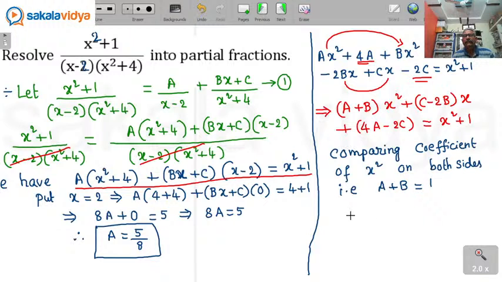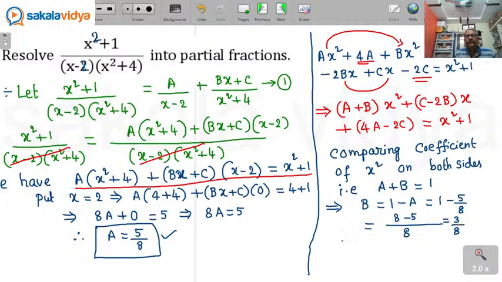Already the A value is known, B we need to find out. That implies B equals 1 minus A. Since A is 5 upon 8, 1 minus 5 upon 8. 8 is the LCM, 8 minus 5. It's a difference of fractions only. 3 upon 8. So the B value equals 3 upon 8.